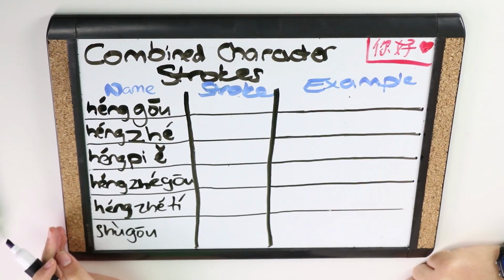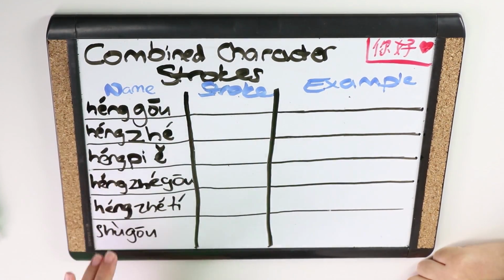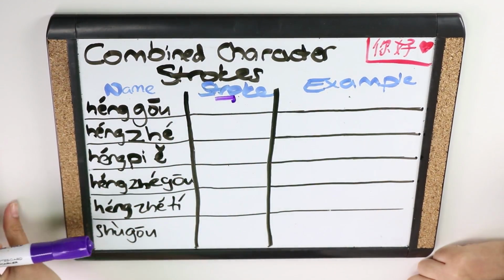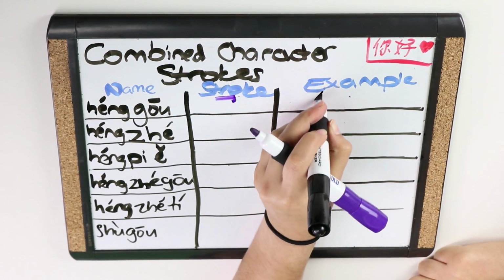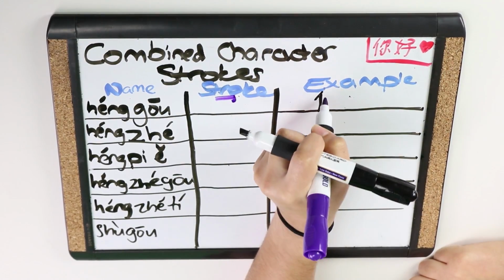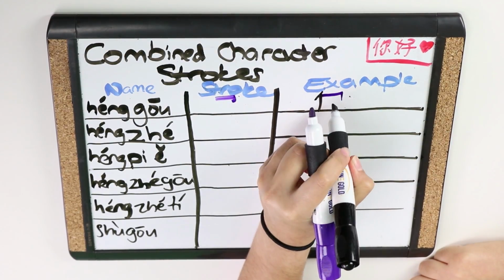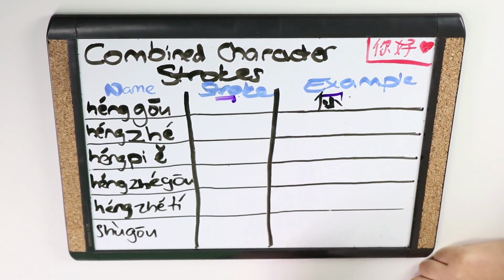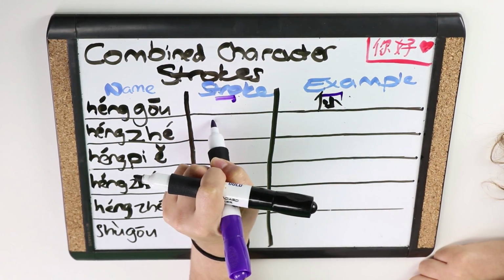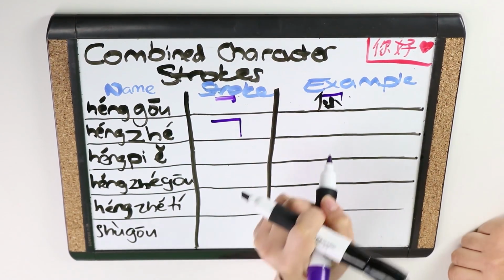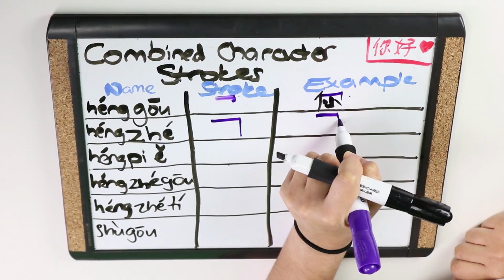So here we have 6 different combined character strokes. In our first one, we have héng gōu. That would be used in a character such as this one. Here we have héng gōu. Next we have héng zhé. Héng zhé would be used in a character such as this one.